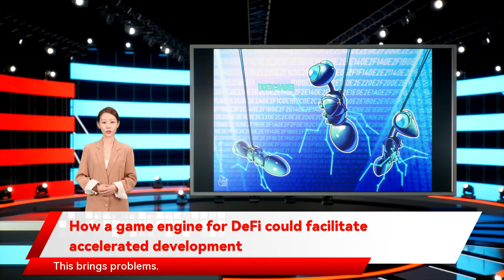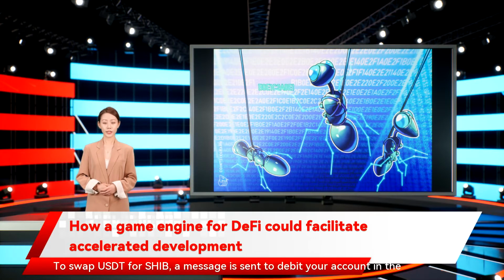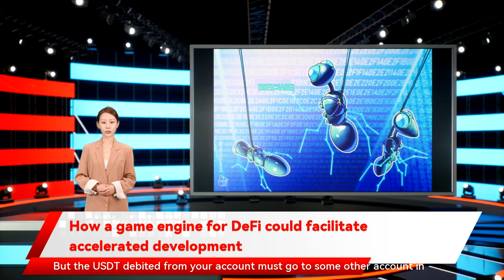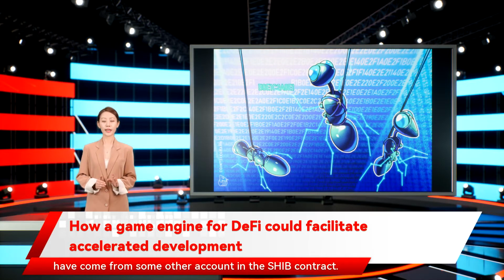This brings problems. You cannot send tokens from one person to another because the tokens don't live in a user's wallet. They live only as a balance associated with an account inside each individual contract. To swap USDT for SHIB, a message is sent to debit your account in the USDT contract and credit your account in the SHIB contract. But the USDT debited from your account must go to some other account in the USDT contract, and likewise, the SHIB credited to your account must have come from some other account in the SHIB contract.